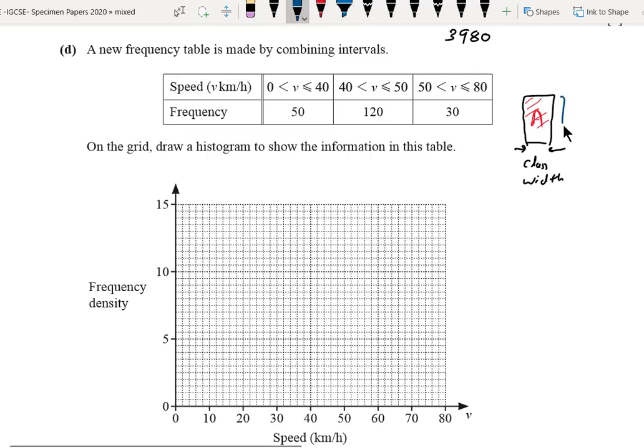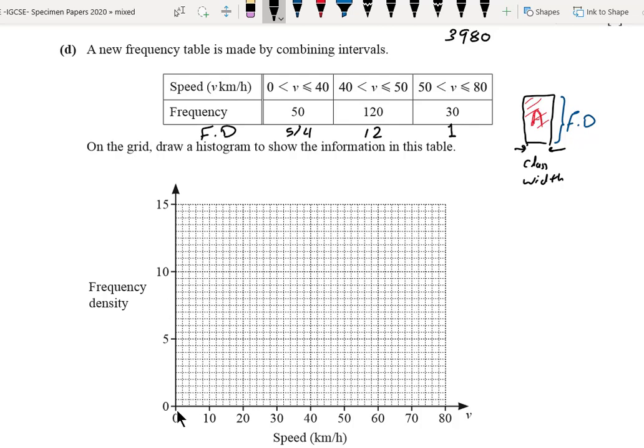What about the height? The height is called frequency density, and we should calculate the height here. So we will divide the area, which is the frequency, by the class width to get the frequency density. Let's go. 50 divided by 40 would be 5 over 4. We should write here frequency density. And here we will divide 120 by just 10 to be 12. And here 30 divided by 30, which is 1.